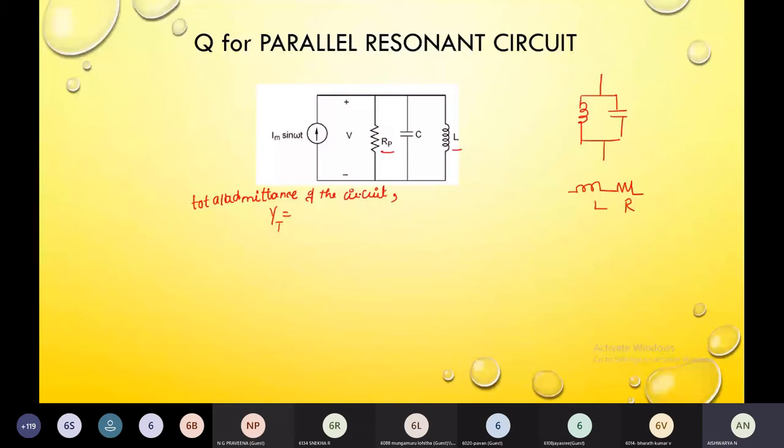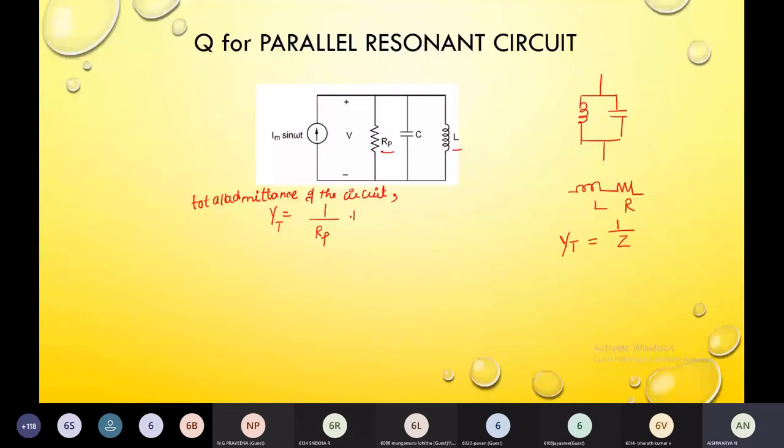So how can you relate your admittance and impedance? Admittance is often referred to by Y. Impedance is represented by Z, and your admittance is the reciprocal of your impedance, correct? So, can anyone say how you will write for R? It is nothing but 1 by Rp, correct?